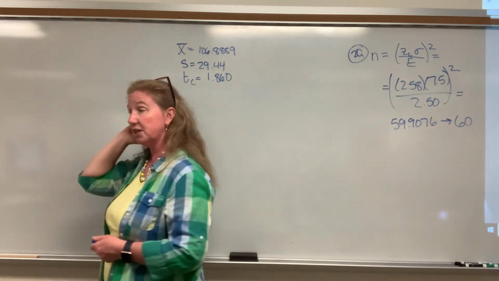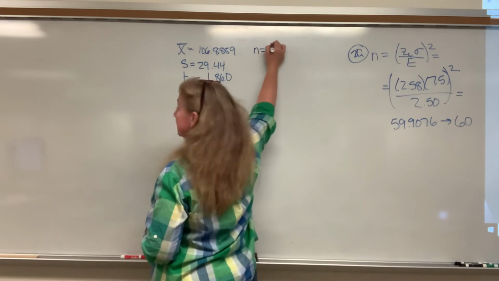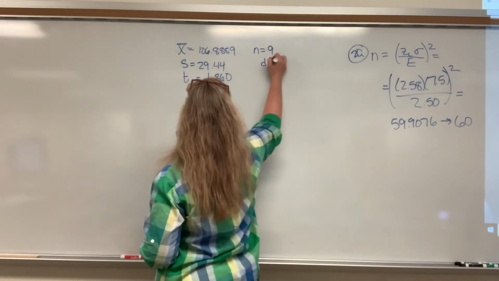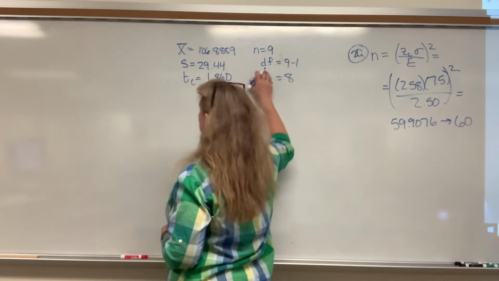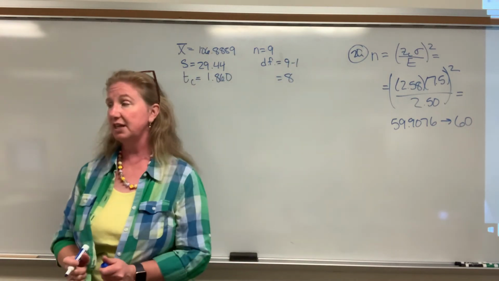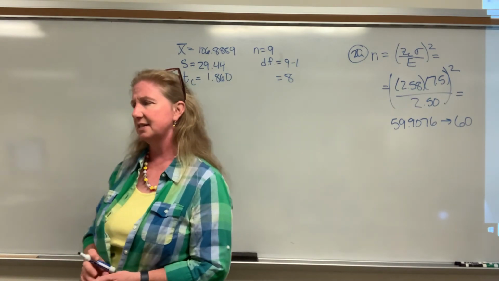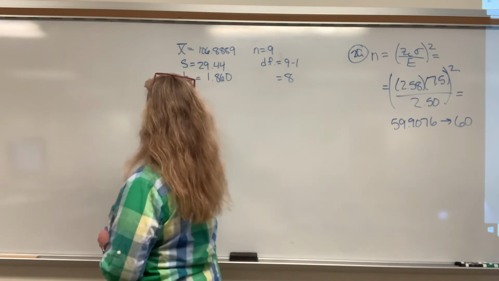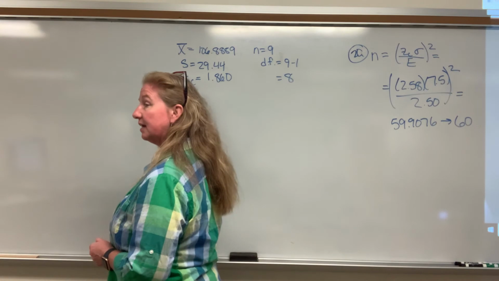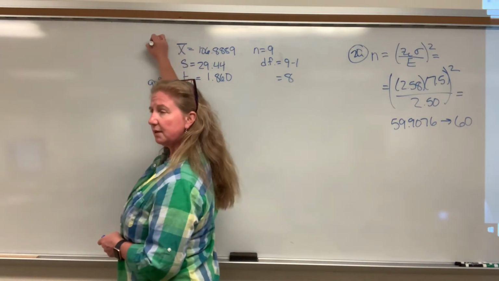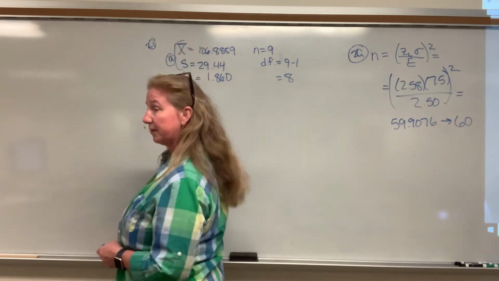So I go to my T-chart, my degrees of freedom, let's see, N is equal to 9, so my degrees of freedom is 9 minus 1, which is 8. So when I have that information, and it tells us 90%, we can calculate this. All right, so this is number 21. This part was part A. These two were part A.